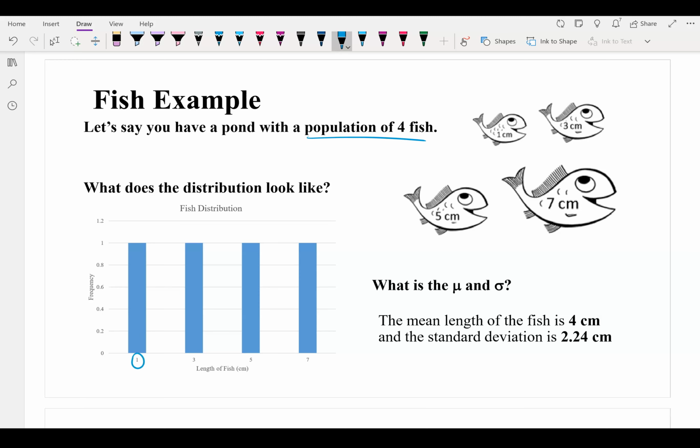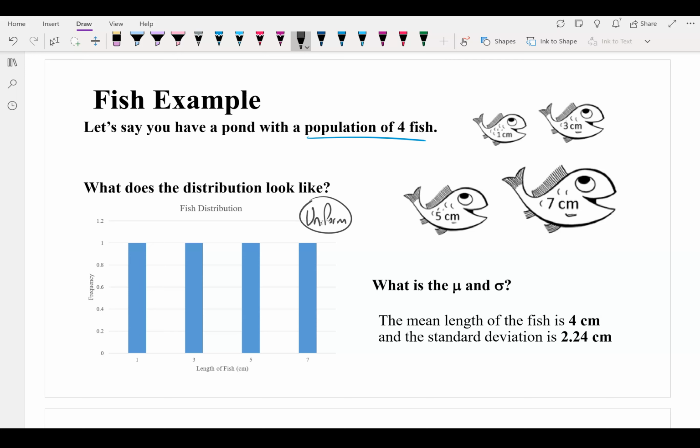How many fish have a length of 1? Well, 1 fish has a length of 1. How many fish have a length of 3? 1. How many have a length of 5 and 7? They all have distributions of 1. So this distribution as it is is just flat. If you remember from an earlier unit, this is kind of just a uniform distribution, because all of them are equally likely to be in the pond. Because there's just 4 of them, the frequency is equal.